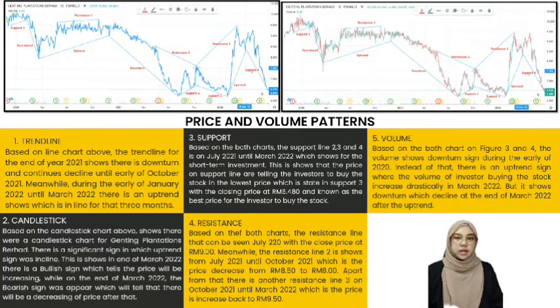The resistance line can be seen in July 2020 with the close price at 9 ringgit, and resistance line 2 is shown from July 2021 until October 2021, in which the price decreased from 8.5 ringgit to 8 ringgit.